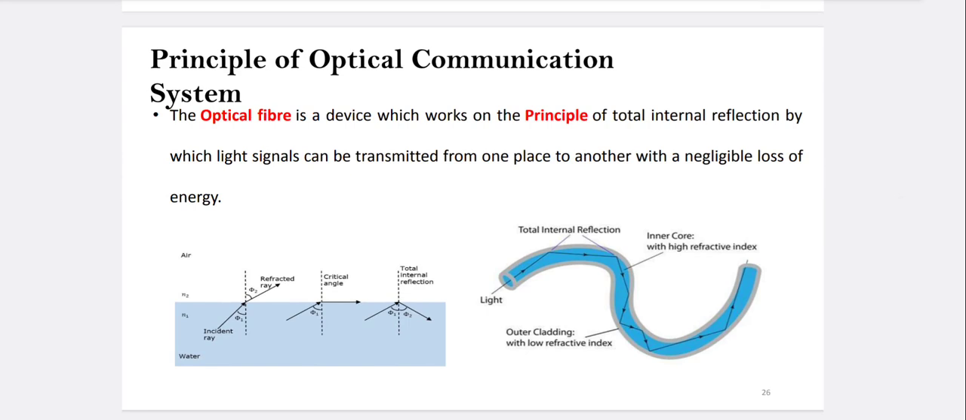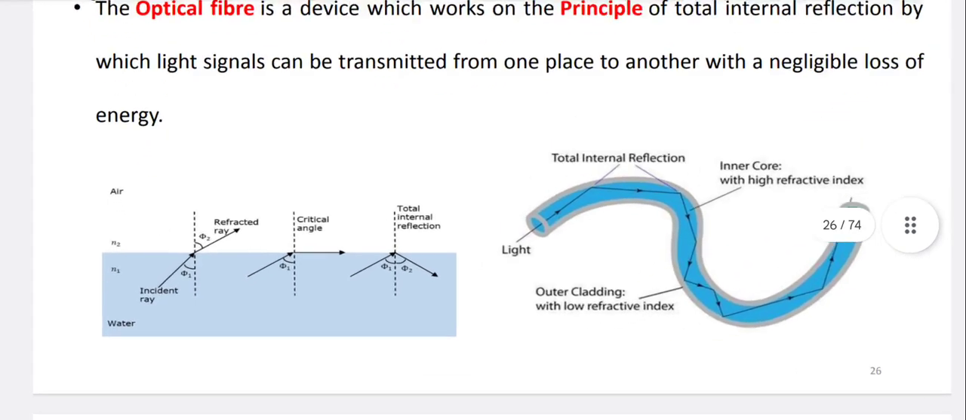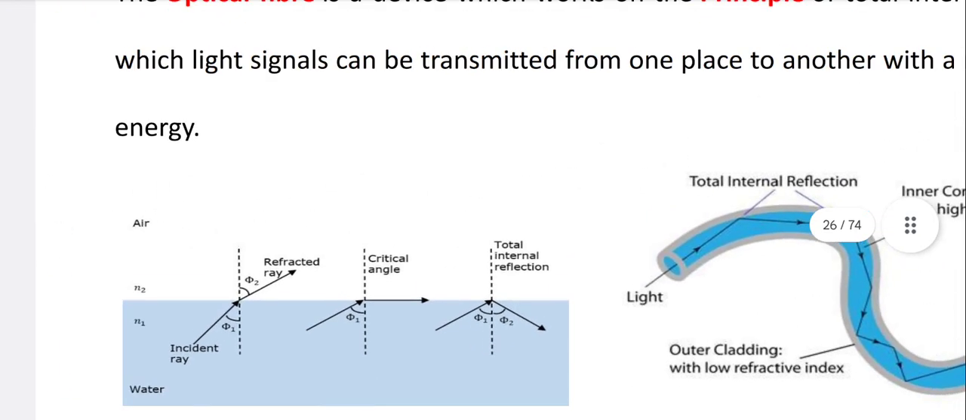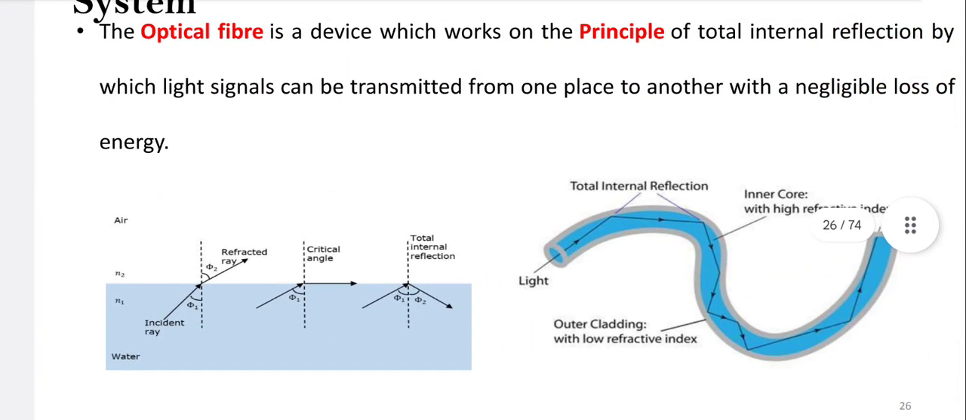The next topic is the principle of optical communication system. In this topic, we are going to discuss total internal reflection. First of all, what is meant by total internal reflection? Before we go to the topic, we have to learn about the incident ray and the reflected ray.